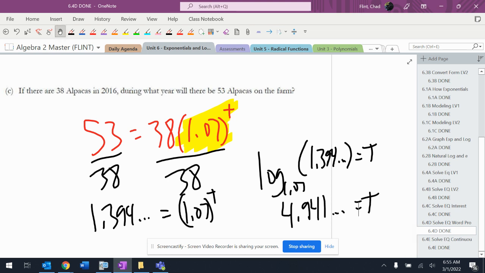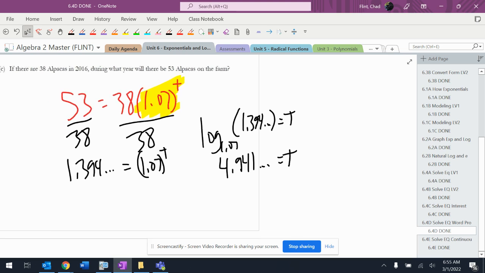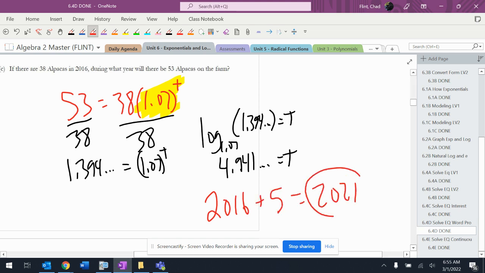So that means that five years from 2016, I'm going to get that many. So in the year 2021, I will hit my 53rd alpaca on my alpaca farm.